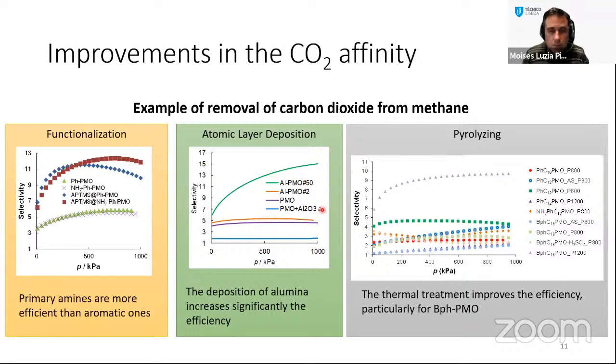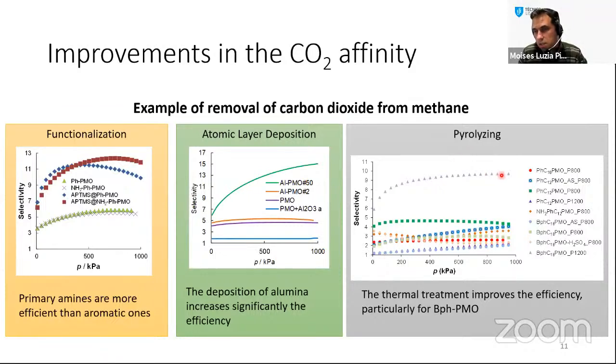As you can see here, comparing with just a mixture of PMO and alumina, it's significantly different. Why? Because in atomic layer deposition we have very small clusters of alumina at the surface of the pores, and of course this interacts much more strongly with the molecules that are adsorbed in the pores. So this is much better than just mixing the two materials. This comparison really highlights the benefit of the deposition with ALD.